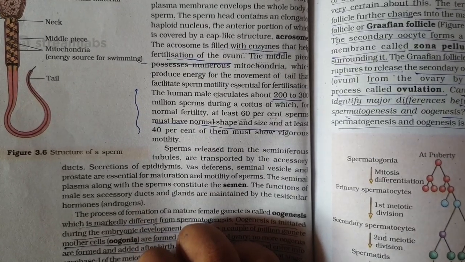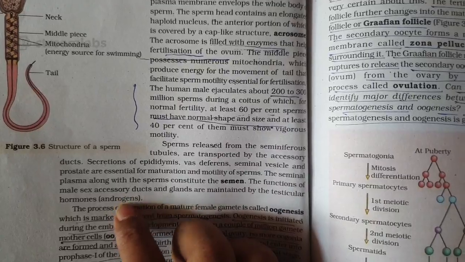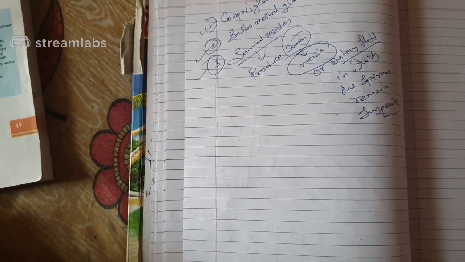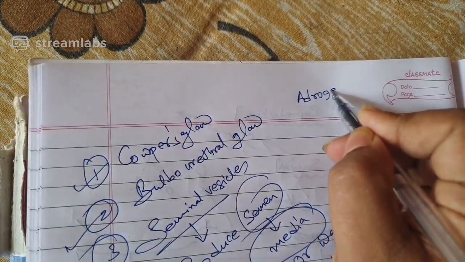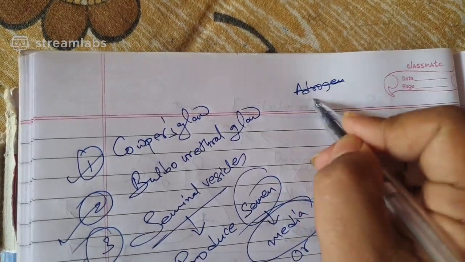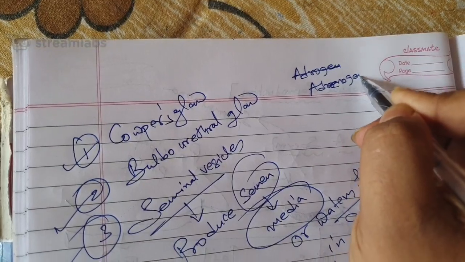The functions of the male sex accessory ducts and glands are maintained by testicular hormones, that is androgens. These are all the information that these ducts, the sperm motility, the entire composition of the sperm, and the working of the ducts are maintained by the sex hormone known as androgen. So that is androgen. So that is also an information.